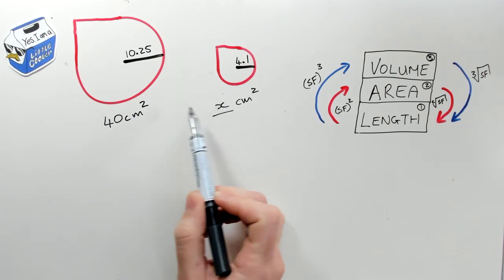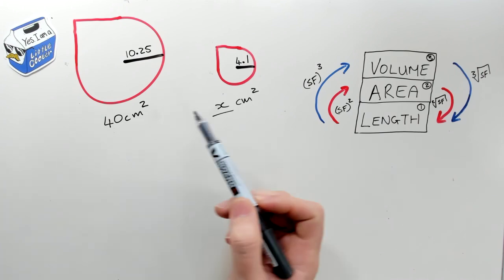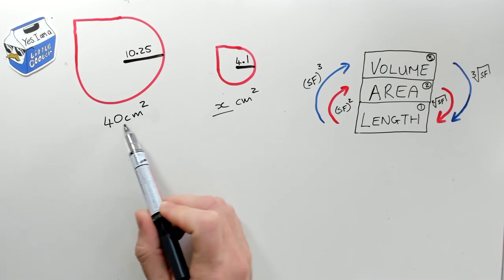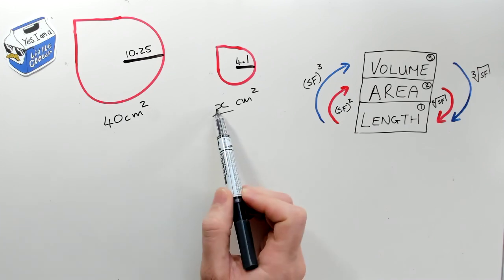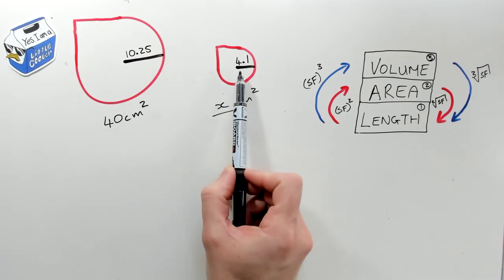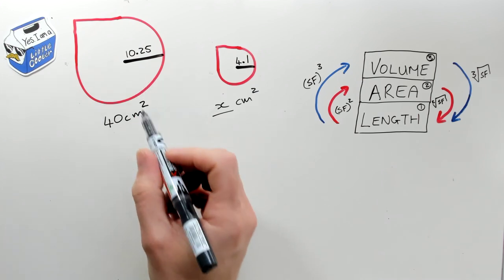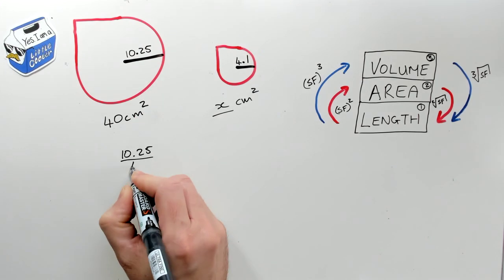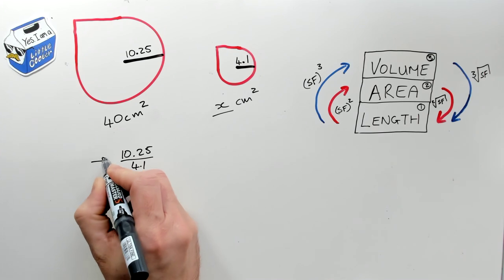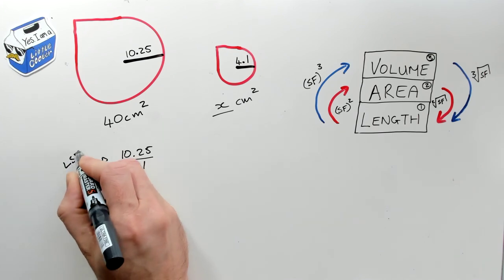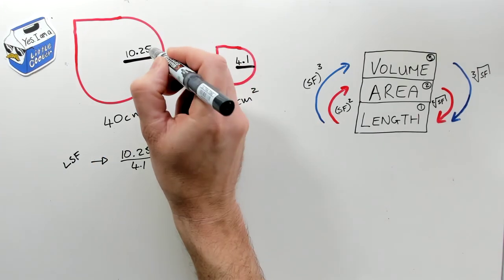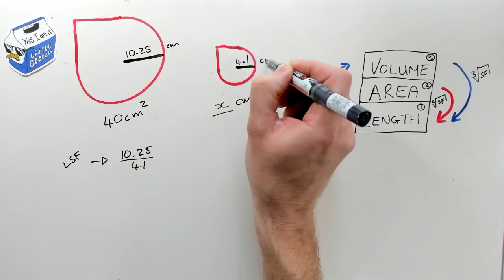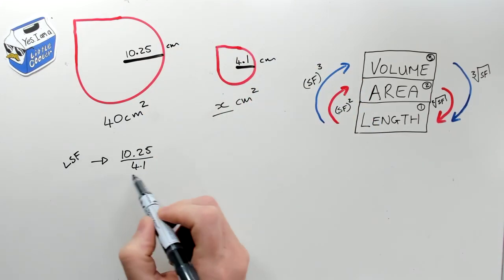Now I can't compare the areas, because I can't use this to find the scale factor since one value is known and the other one's not known, but I can use the lengths. So I'll use the bigger number over the smaller number. And this is now my length scale factor because I'm using lengths, right? So these might be centimeters, well, it's probably centimeters. So this is my length scale factor.